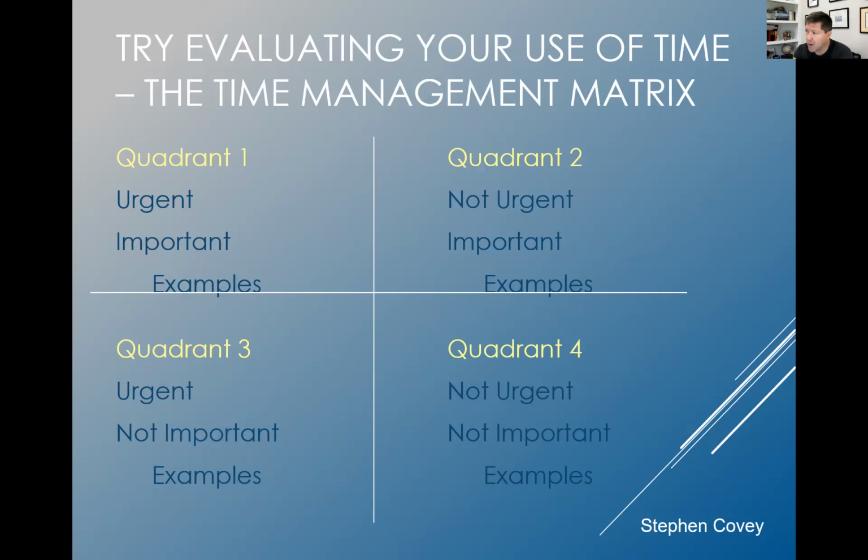So we've got the 4 quadrants. We've talked about this in class. Spent a lot of time talking about time management in class. Quadrant 1 items are urgent and important. Quadrant 2 items are not urgent, but important. Quadrant 3 items are urgent and not important. And then quadrant 4 items are not urgent and not important.